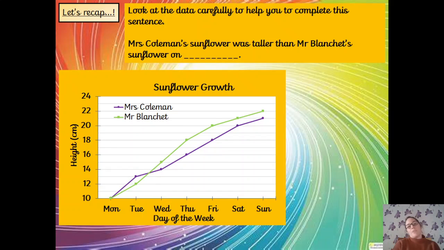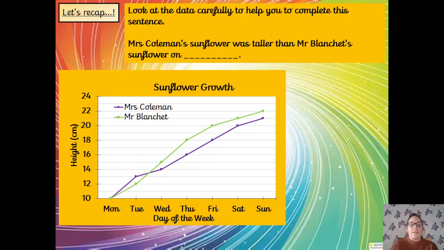Okay, let's quickly recap from last week then, where we were looking at line graphs. So look at the data carefully to help you to complete this sentence. Mrs. Coleman's sunflower was taller than Mr. Blanchet's sunflower on... So, you've got to tell me what day Mrs. Coleman's sunflower, so my sunflower, was taller than Mr. Blanchet's sunflower. Which day was it? So you can have a look at the data.